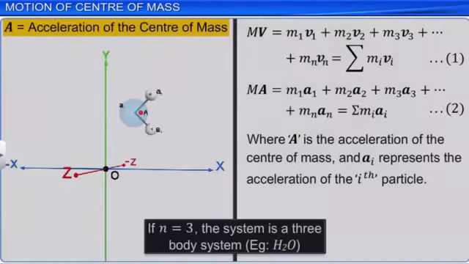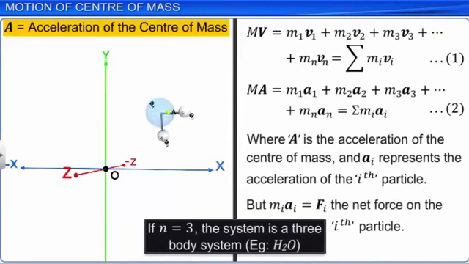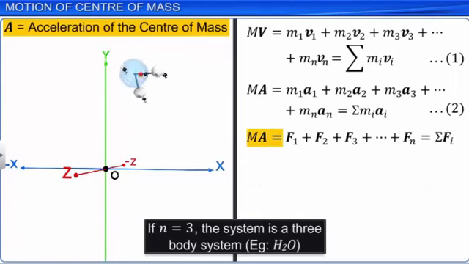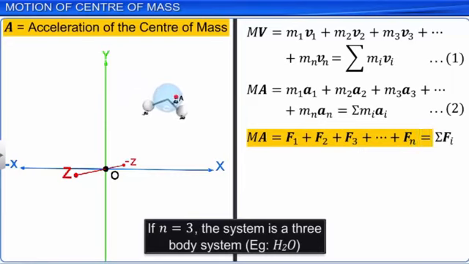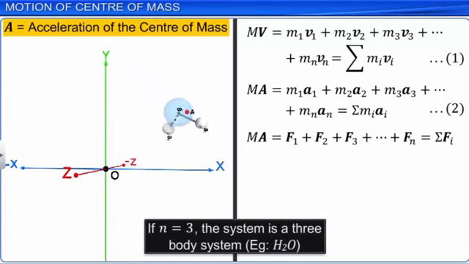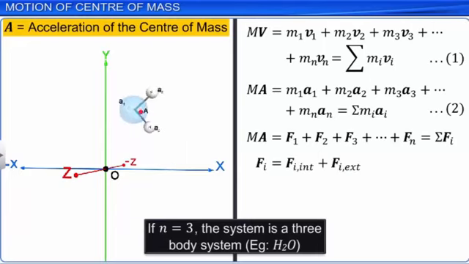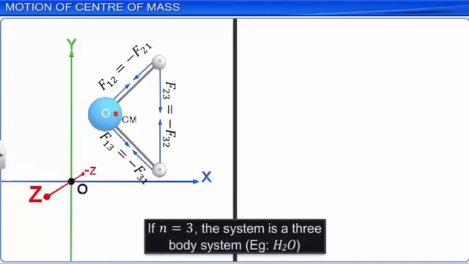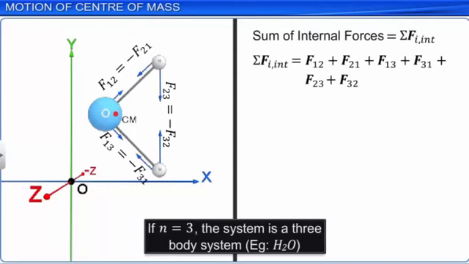But miai is equal to Fi, equal to the net force acting on the ith particle. Ma is equal to F1 plus F2 plus F3 and so on, plus Fn, which is equal to sigma Fi. The net force on a particle may be an external force or an internal force. Fi is equal to Fi internal plus Fi external. The internal forces are exerted by one particle on another and form action-reaction forces. F12 is equal to minus F21. The vector addition of all these internal forces acting on all particles adds to 0. Sigma Fi internal is equal to 0.